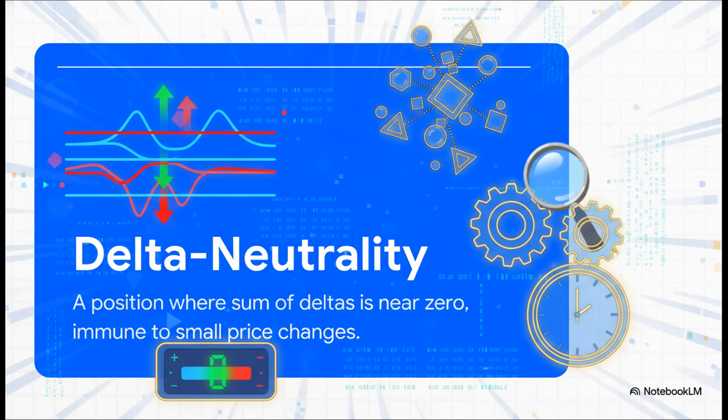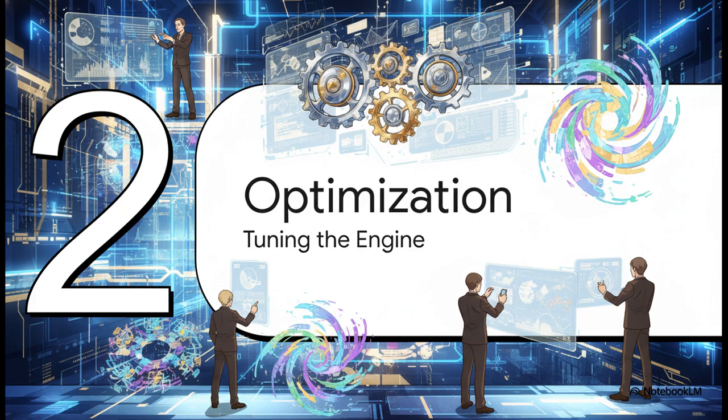You effectively immunize your portfolio from small up or down price changes in the broader market. So if the S&P 500 drops 2% tomorrow, your delta-neutral machine doesn't panic. You completely decouple your profit from mere directional guessing, allowing the system to quietly capitalize on volatility and time instead. Now that we have our delta-neutral engine conceptually built, we can't just drop it into the live market. We have to tune it.